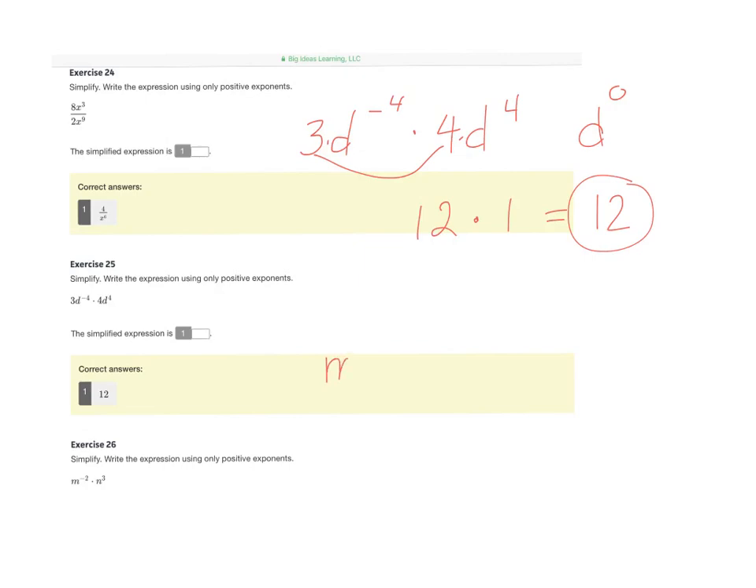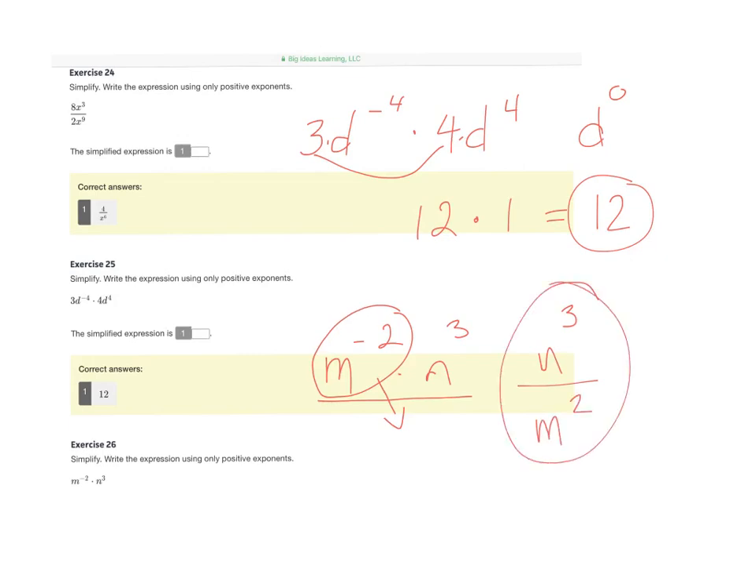26, I've got m to the negative 2nd times n to the 3rd. Now, we can't do what we normally do because our bases are different, right? Here we have m and here we have n. So we can't do anything with these exponents. We can't add, subtract, multiply, divide, because the bases are different. But this m to the negative 2nd, I'm going to send to its room. I get n to the 3rd over m to the 2nd.